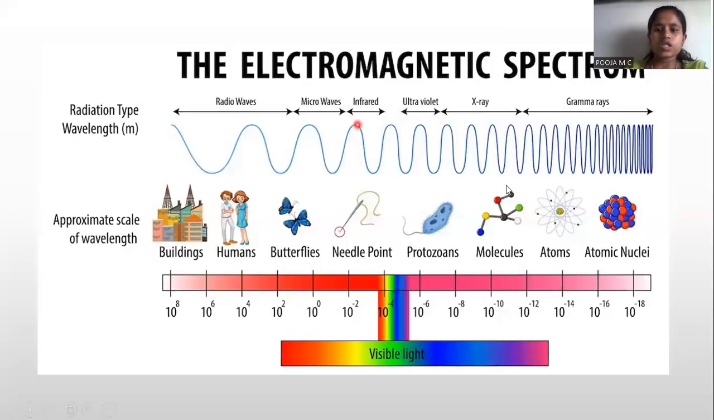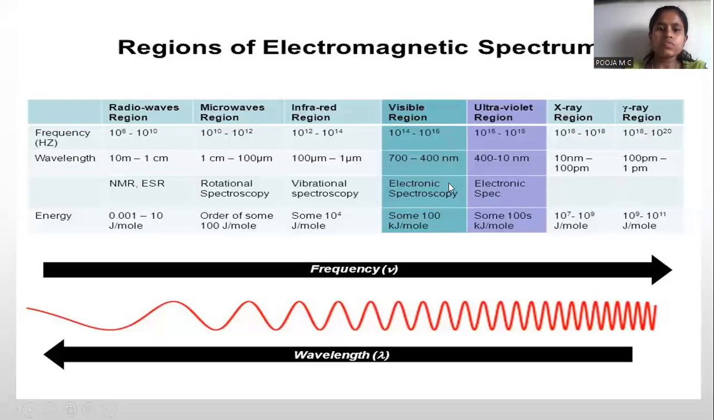These are the electromagnetic spectrum regions, and we can see here that gamma rays have the least wavelength as compared to X-rays, ultraviolet rays, infrared, microwave and radio waves. The regions of the electromagnetic spectrum: the radio waves region comes under the frequency range of 10^6 to 10^10, and the wavelength of 10^10 meter to 1 centimeter. These radiations are observed in NMR spectroscopy.